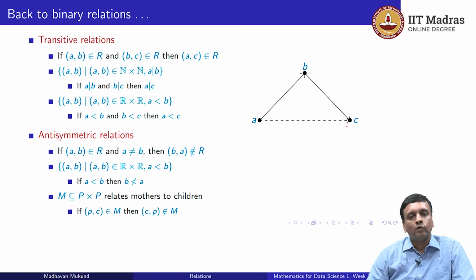Okay. Similarly, if we look at our mother and children example, obviously if P is the mother of C, then C cannot be the mother of P. Now there may be P and C such that neither P is the mother of C nor is C the mother of P. So that is allowed. We don't insist that every pair P comma C must be related one way or another, but if it is related one way, it should not be related the other way, is what anti-symmetry says.